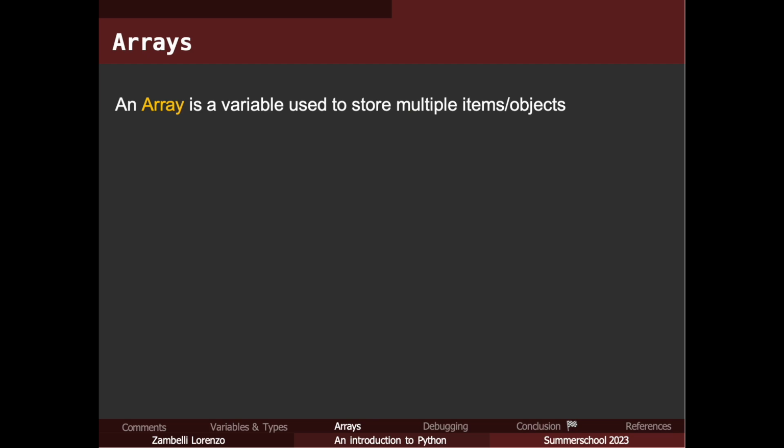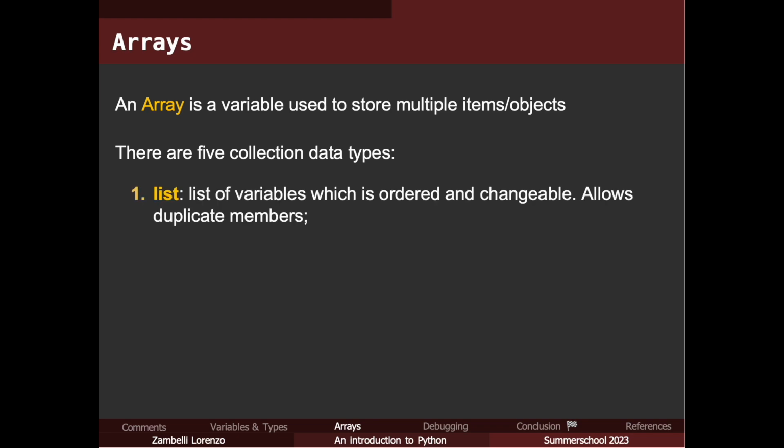Okay, arrays. What is an array? Arrays, as we've seen at the beginning, are just a way to store items and objects. There exist 5 collection data types called arrays, which are the list, a list of variables which is ordered and changeable and allows duplicate members; and tuples, which are just the unchangeable, immutable version of list. Don't worry if you do not understand well what they are, we'll see soon after.